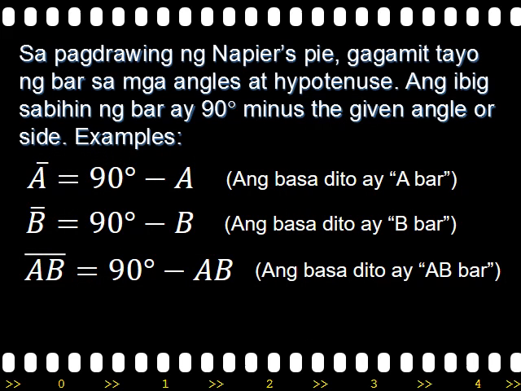So, sa pagdrawing ng Napier spy, gagamit tayo ng bar sa mga angles at hypotenuse. So, ang ibig sabihin ng bar ay 90 minus the given angle or side. So, ang tawag dito is complementary. Okay, complementary angle. So, for example, katulad nito, ang basa natin dito is A bar. So, ang A bar, ang ibig sabihin niya, 90 degrees minus yung angle A. So, pag sinabi nating B bar, ibig sabihin 90 degrees minus angle B. Pag sinabi nating AB bar, ibig sabihin that's 90 degrees minus yung value ng side AB. Okay?